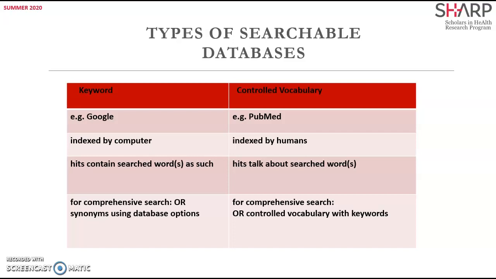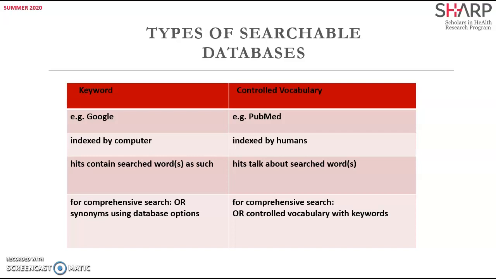What's the difference between both? The keyword database is usually indexed by a computer, versus the controlled vocab database, which is indexed by humans. That is, they read the document and accordingly set a controlled vocab for the particular subject the article is talking about. Remember, indexing is not ideal because there might be some indexers who might have missed a specific concept or didn't accurately index it.